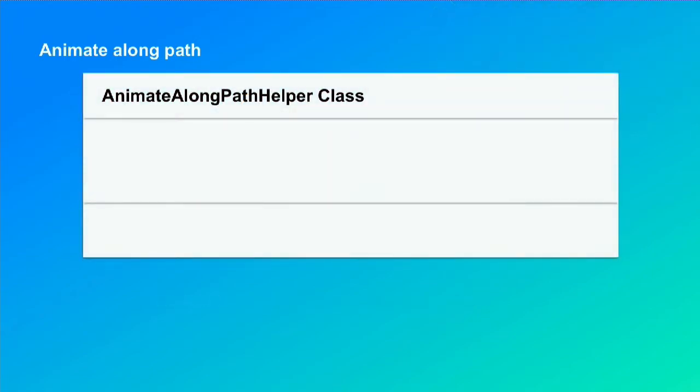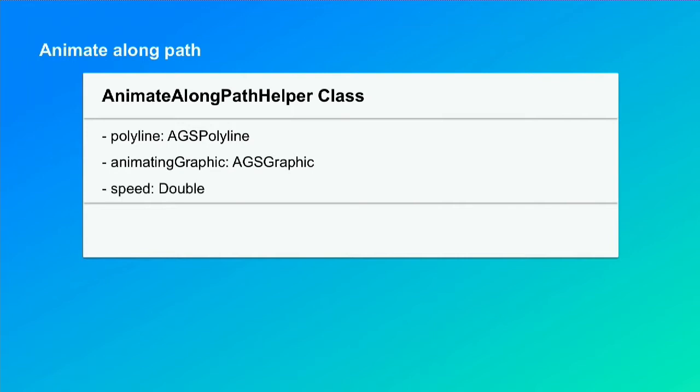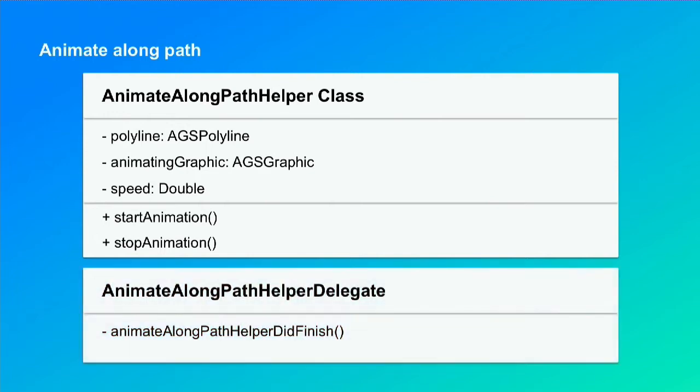To do that, we've built a really simple helper class, animate along path. It takes a polyline. In this case, it was the result of a route task. It takes the animating graphic. Now that's the little black diamond that we saw. So that's the graphic that we're going to animate along the polyline, and we take a speed as well. So between these things, we know where we're going to animate and what we're going to animate. We have a start animation and a stop animation method on it.